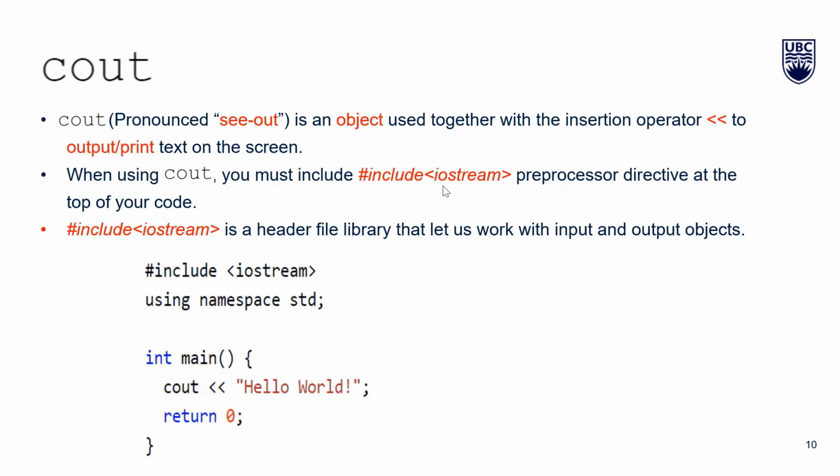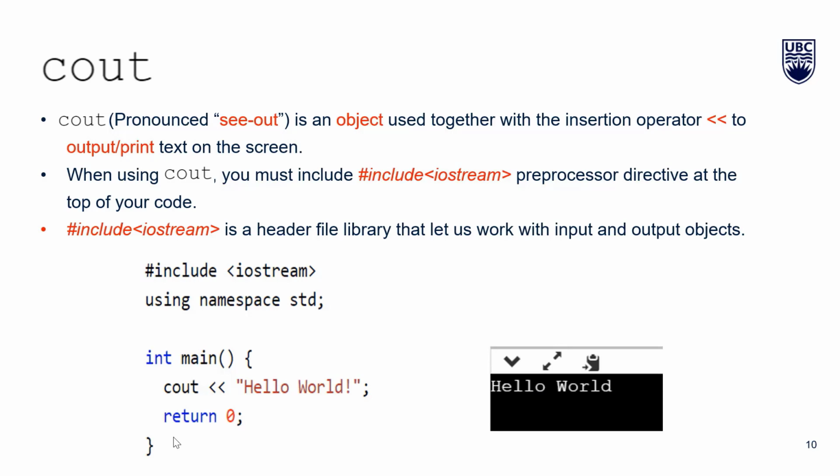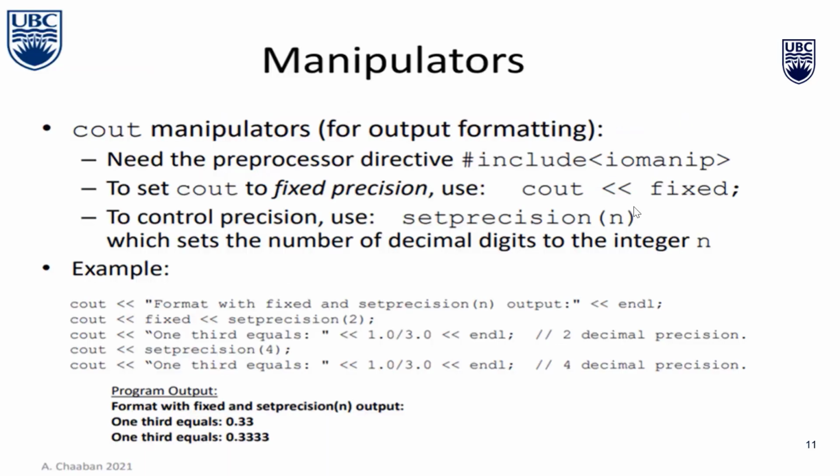In the third line, we have the main function, which specifies where program execution starts and ends. Any code between these two curly brackets will be executed. In the fourth line, we have the cout object with the insertion operator to print hello world on the screen. Remember, don't forget the semicolon at the end of each statement in the code. Finally, we have return 0 that terminates our program. So the result of our code will be printed on our screen: hello world.